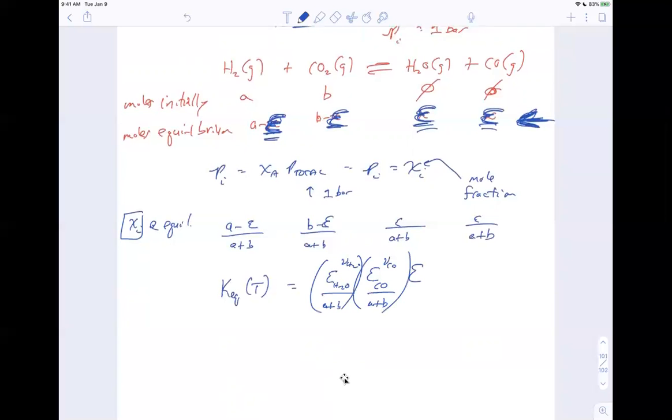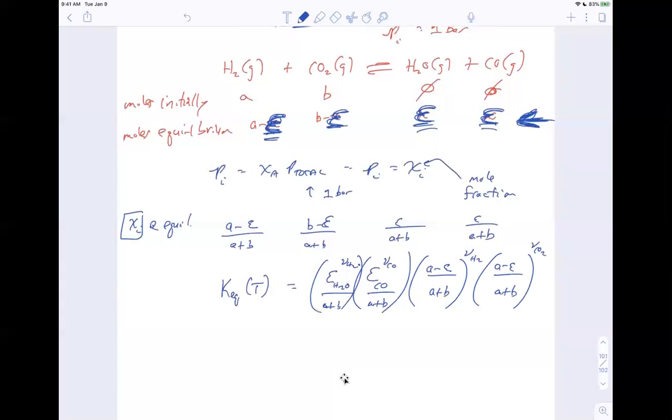Okay. And now for the reactants, what do we have? Well, we have A minus epsilon over A plus B, and that's for nu sub A, which is H2. And then we have A minus epsilon over A plus B raised to the nu CO2. So that's your equilibrium constant. Okay. Any questions on that?